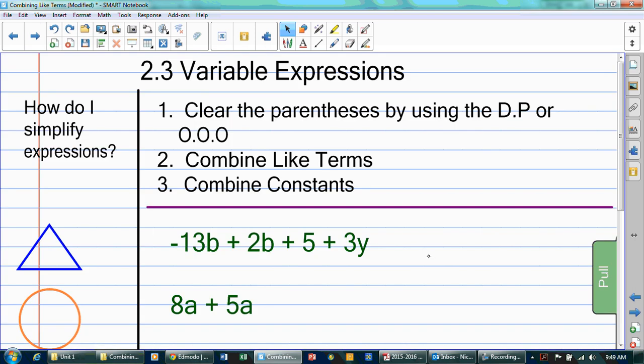Now, in order to combine like terms, in order to simplify, we follow the 3 little steps. Okay, we clear the parentheses if there are any by using the distributive property or order of operations. Then we combine like terms. Now step 3 says combine constants, but that's pretty similar to combining like terms because constants are terms.